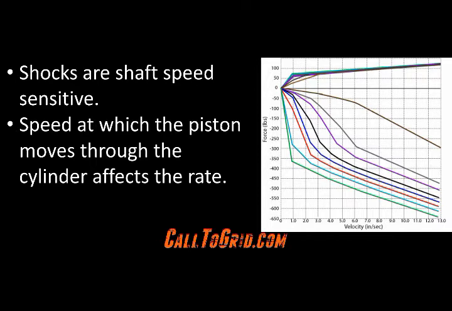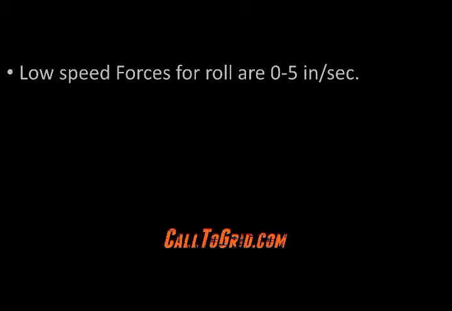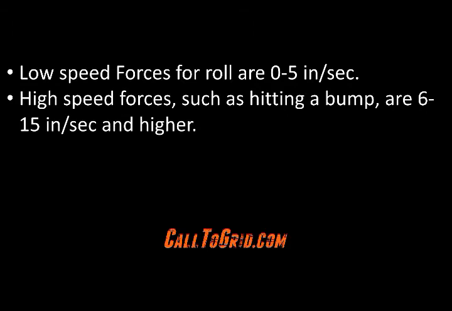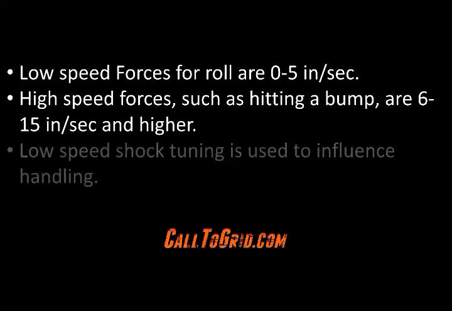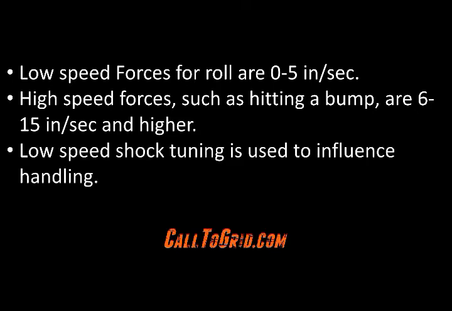Shown is a common shock dyno plot that correlates shock velocity with force. Force is shown on the y-axis and shock velocity on the x-axis. Bump forces are shown here, and rebound force is shown here. The shock tuner can change for low-speed movement such as under roll on the 0 to 5 inches per second range. As well, the shock tuner can tune for high-speed shock velocities such as when hitting a bump, and these are on the range of 6 to 15 inches per second and above. Low-speed shock valving is the primary tool available to the chassis tuner to influence handling.